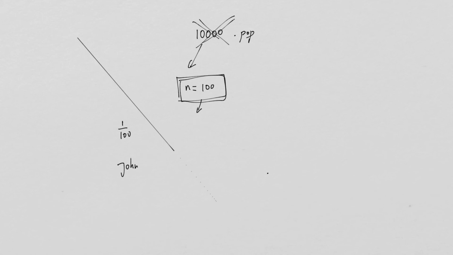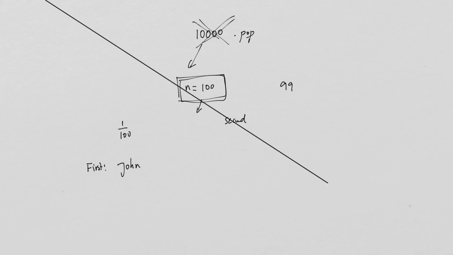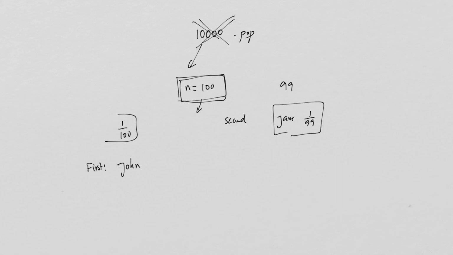John has a 1 out of 100 chance of being picked. Make sense? Now, I go back to the drawing board and I pick the next person. So first person first. Now, when I go to the second person, I only have 99 left. So the probability of picking Jane now is 1 over 99. You see how the probability changed? That's not a simple random sample.